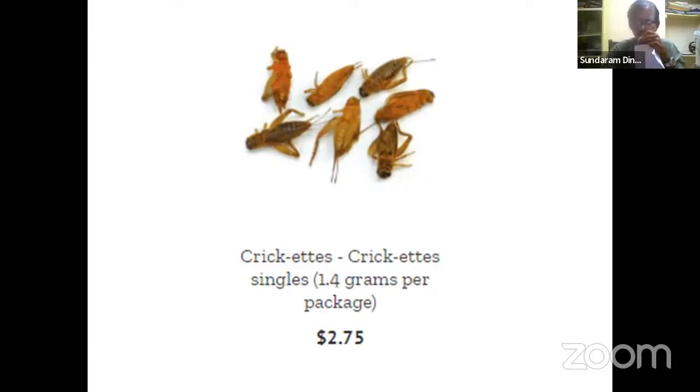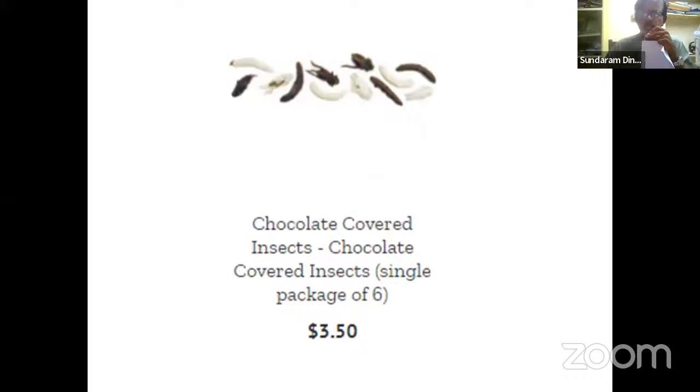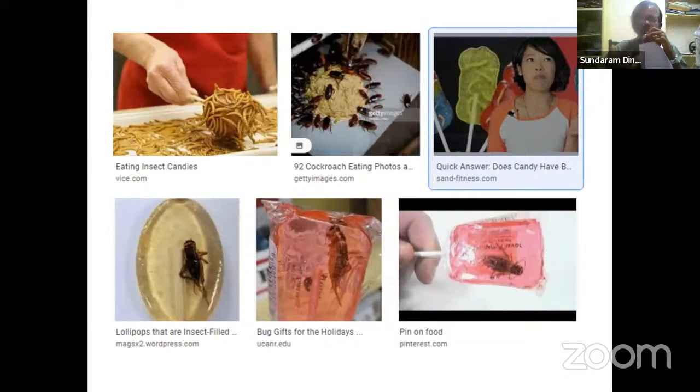So this is the pack, and it costs about $2.75. And larvae worm snacks, the name of the snack, are also $2.75. And chocolate covered insects. People are saying that even the chocolate available in regular markets has remnants of insect parts, and we are consuming it. But in countries like Cambodia and the Philippines, chocolate-covered insects are popular among consumers. So these are the edible insects, mealworms, insect candies, 92 cockroach eating photos.